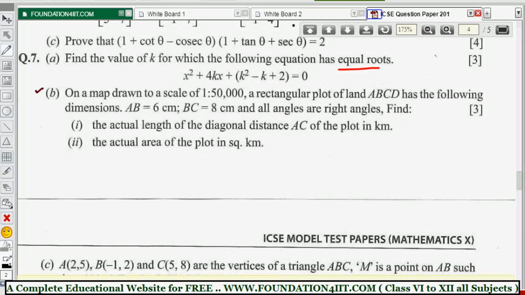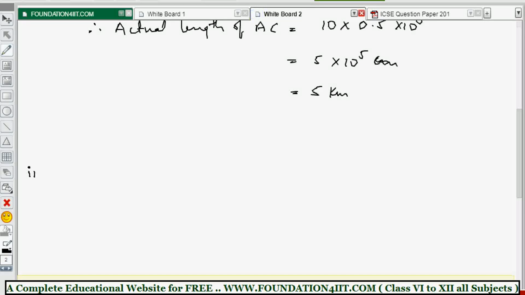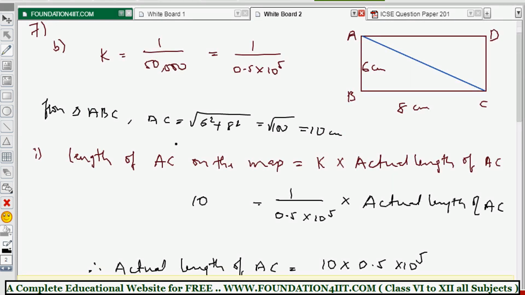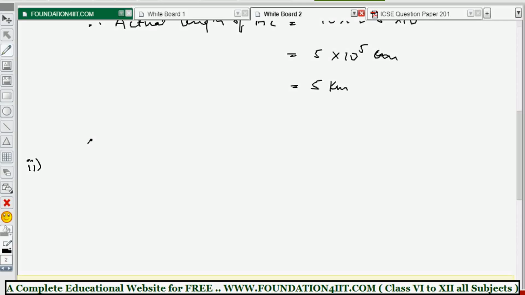the actual area of the plot in square kilometers. So the area of the plot on the map is equal to K square into the actual area. So your length into breadth, 6 into 8. So it's 48 centimeters square, the area of the plot on the map. 48, because length into breadth on the map is 8 into 6. So 48 centimeters square is the area of the plot on the map.